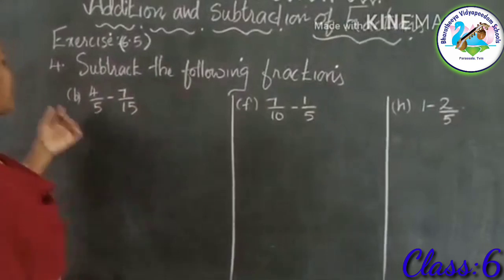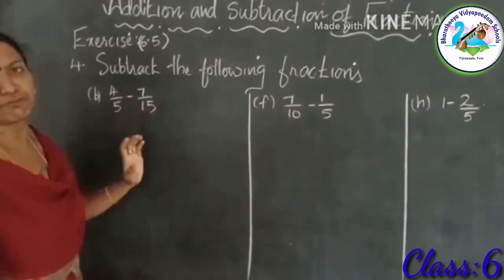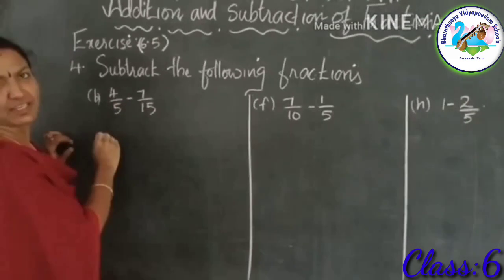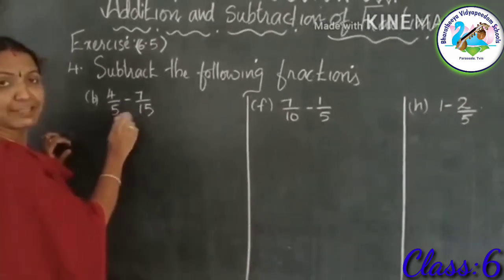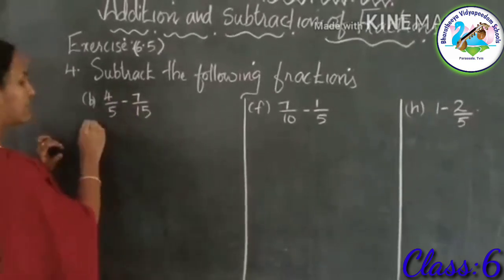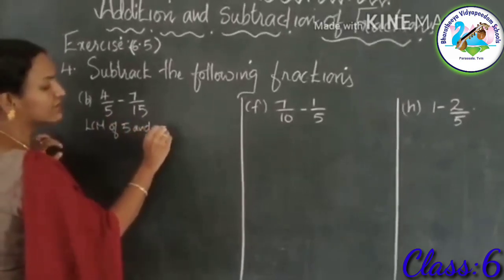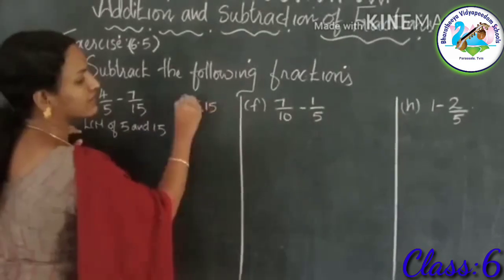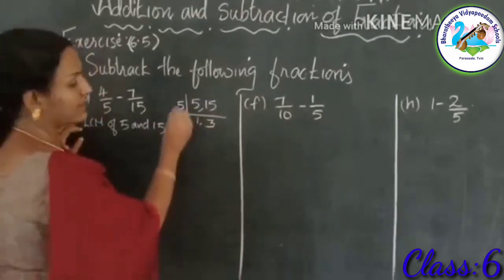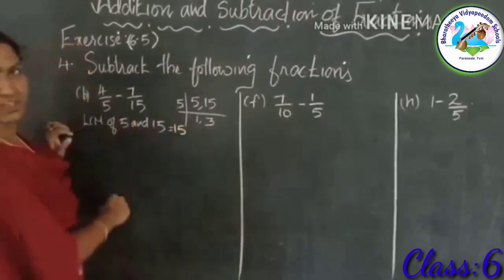Next question, question number 4. Subtract the following fractions. Option B, 4 by 5 minus 7 by 15. Here the denominators are 5 and 15, so they are different. First convert them into like fractions and then subtract. So LCM of 5 and 15. Start with 5. 1 5 is 5 and 3 5s are 15. The LCM is 15.